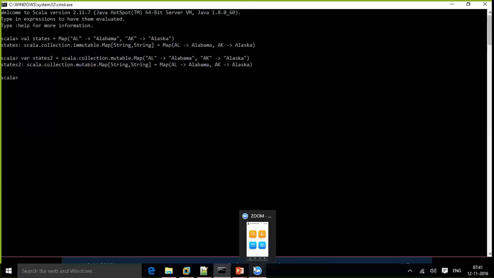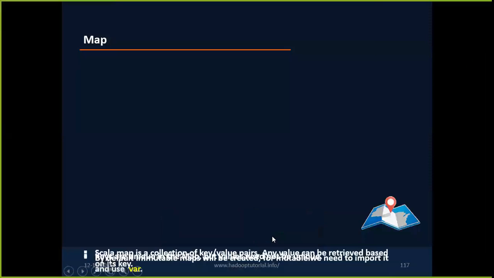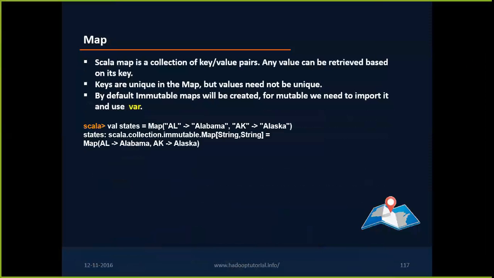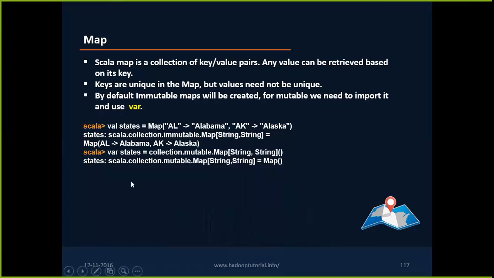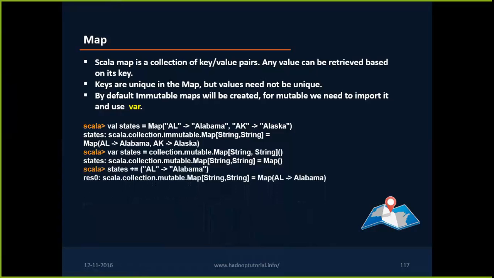So when you declare this immutable one, you can just keep on referring to those values. That's it. If you need the ability to keep on adding new key value pairs, then obviously you need to declare that as a var and a mutable version of it.